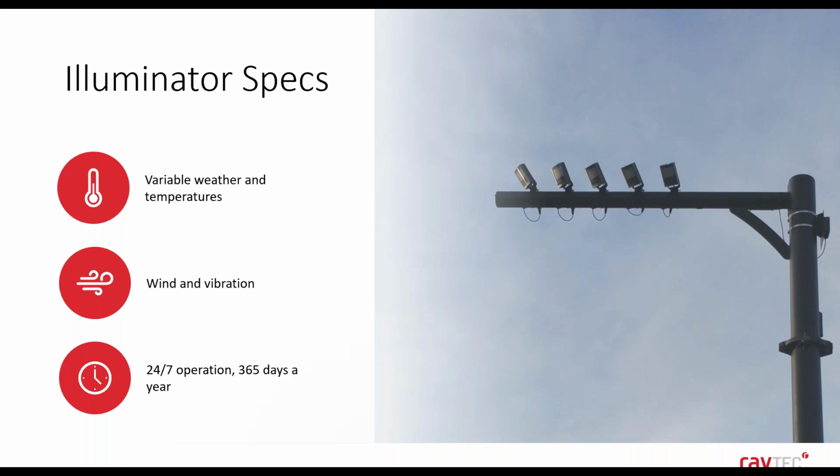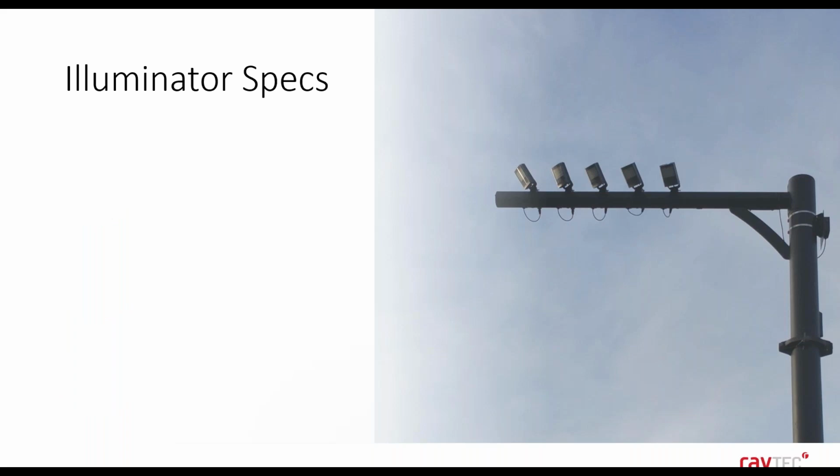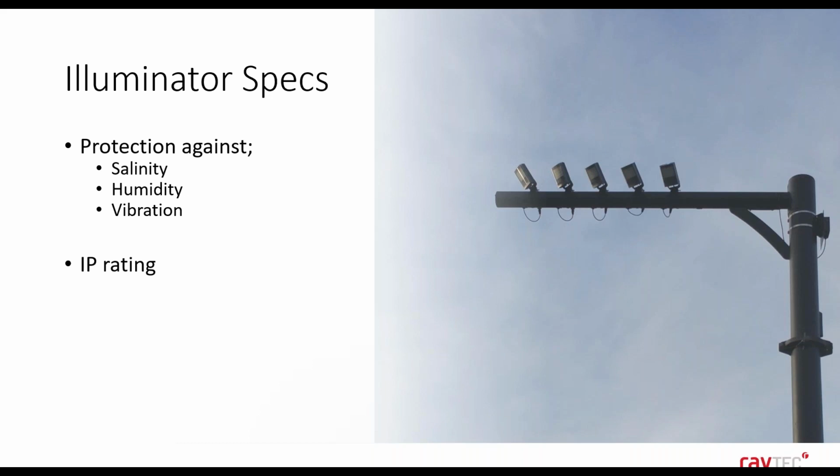So with that in mind, what should you actually look for and consider when you're specifying an illuminator? This is in no particular order, but you should be checking what kind of environmental protection the illuminator has or what it's been tested against. Is there any evidence of protection against salinity and humidity if that's necessary? Has there been any vibration testing carried out? What is the IP rating and what's been tested to? And of course, the spec that you need will depend on the demands of the application, but these are all factors you need to bear in mind in the context of where you're installing the illuminator in your ANPR system.